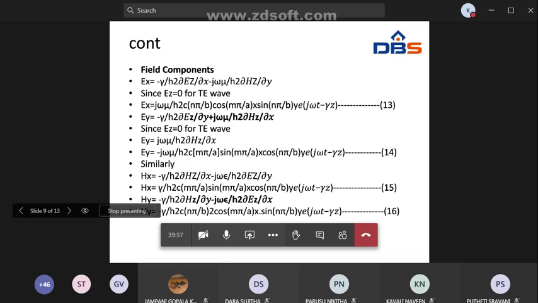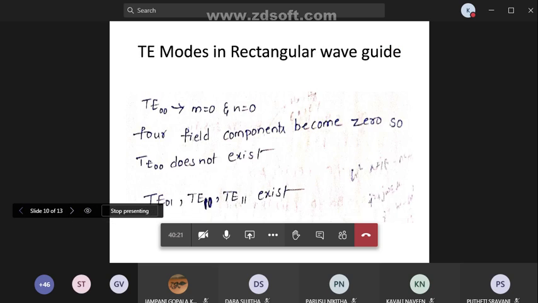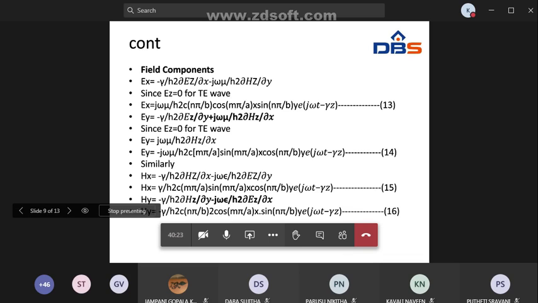Similarly, take the Ey equation and substitute Ez and Hz, take the Hx equation and substitute Hz and Ez, and the Hy equation, right? So finally we get the four field components Ex, Ey, Hx, Hy. Okay, so that is about propagation of TE waves in a rectangular waveguide. Almost the derivation process is the same as in the TM mode analysis.